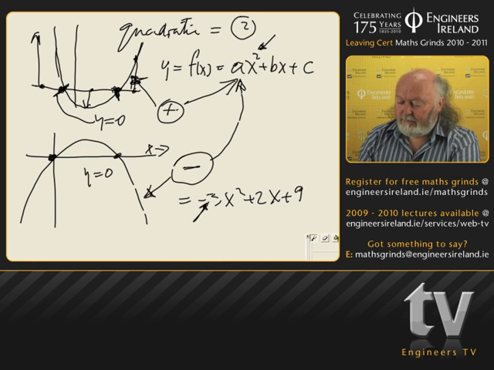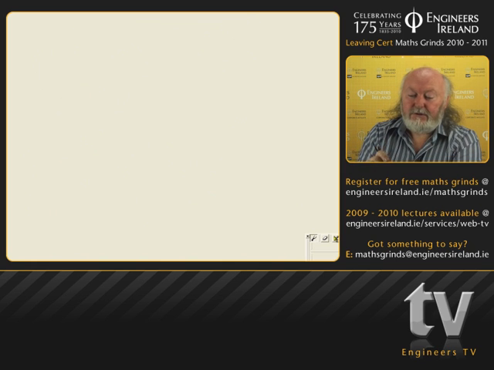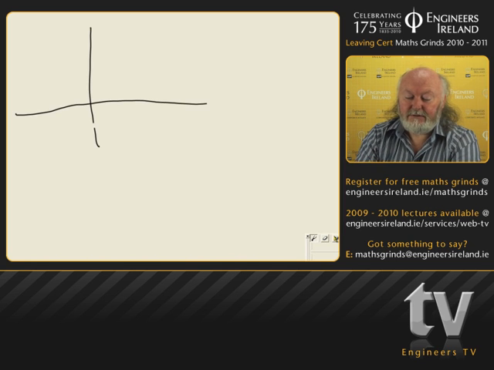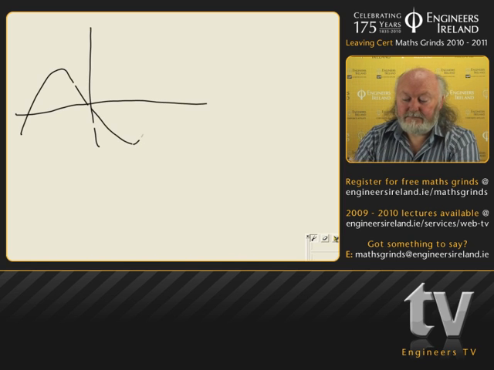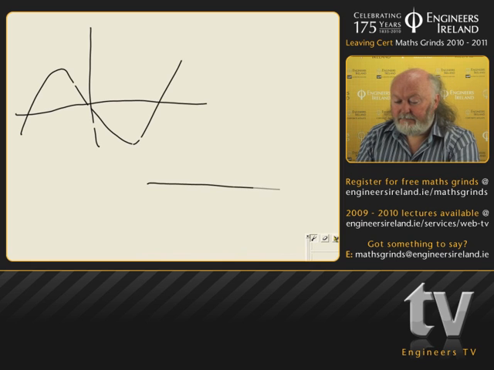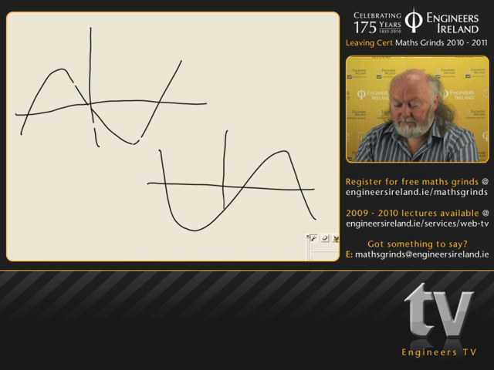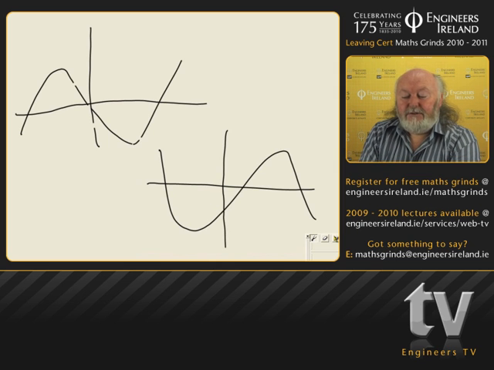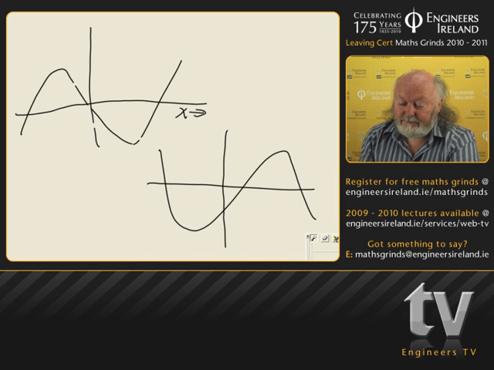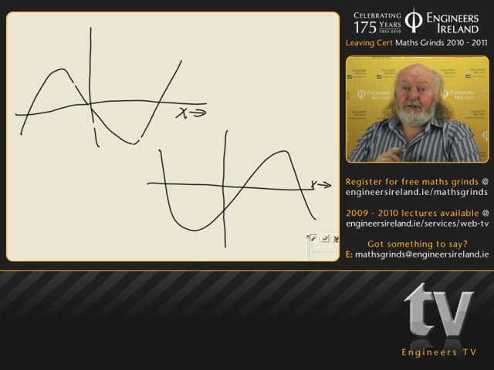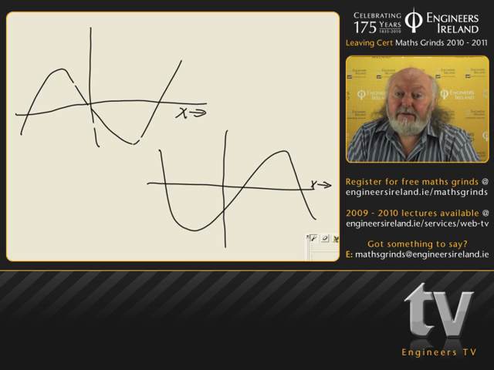If we look at cubics, again there's only really two types of these things. Now this is my fancy x-axis. You'll notice it's not straight. I'll guarantee you I'm not going to lose any sleep over that.